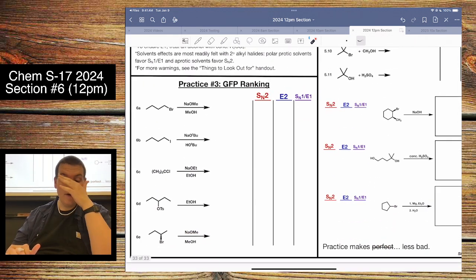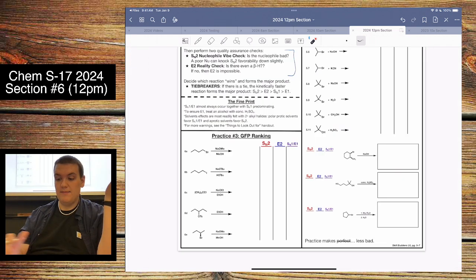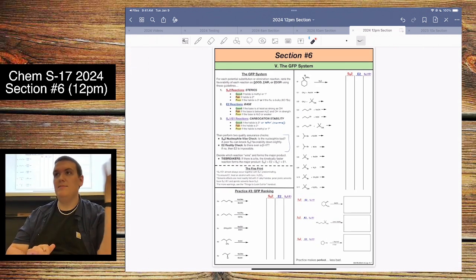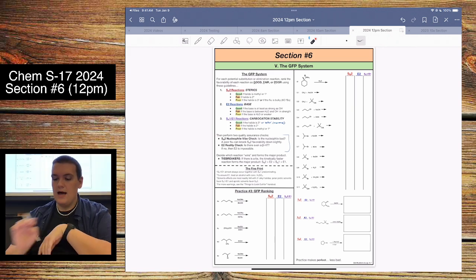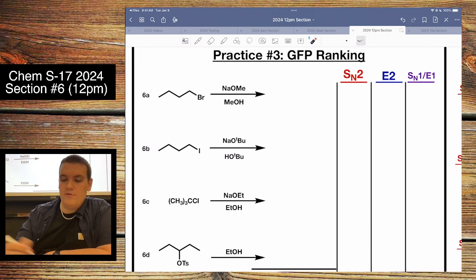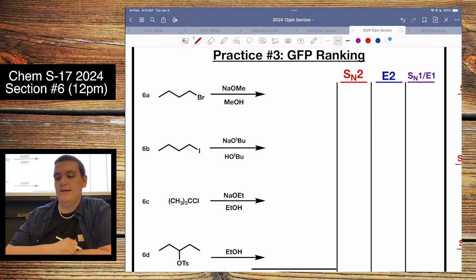Okay, so I'm going to do the first like 3 with y'all, and then I'm going to let y'all work for like 10 or 15 minutes and talk to each other, and then we'll go over some at the very end. But let's kind of talk through how to do this process.